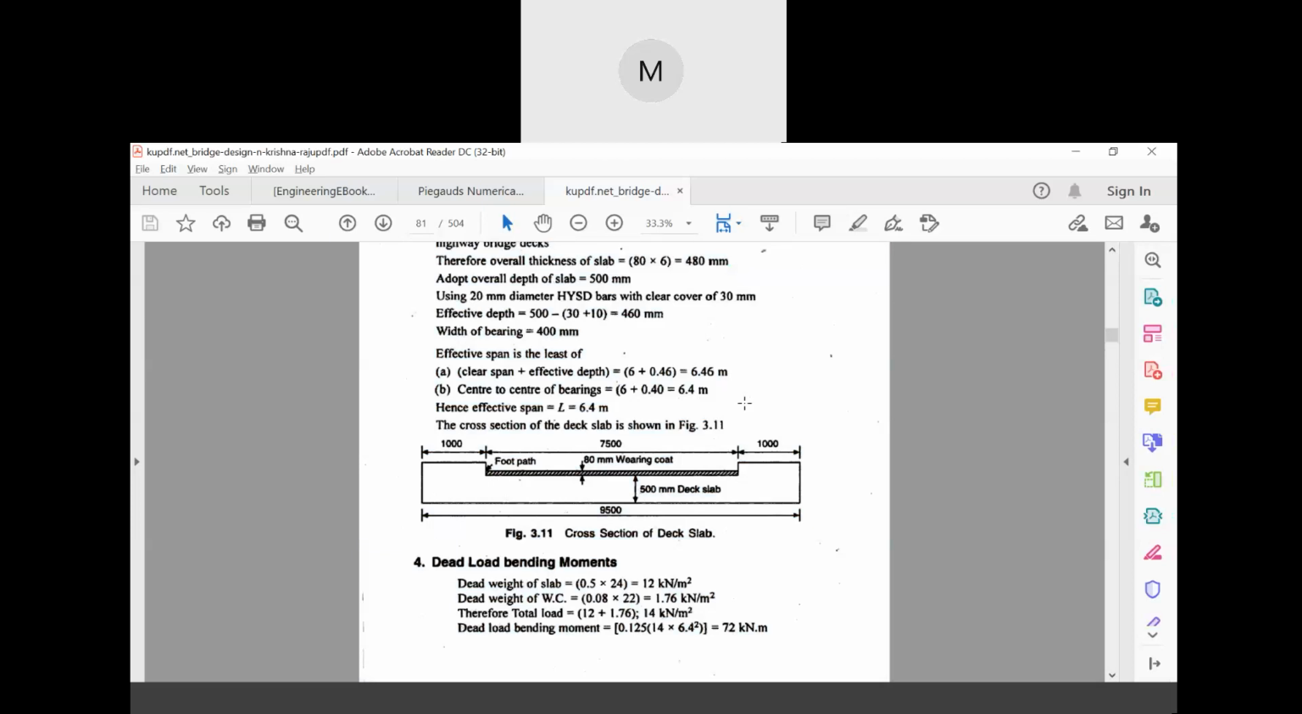Now, if you see, the effective span L is 6.4 meter. Now, this is the cross section of the deck slab. So, this cross section of the deck slab will be looking like this. Okay. So, this is how it will look. Now, these diagrams are all based upon IRC Class AA loadings. In IRC Class AA loading, this is how the width and all are there.